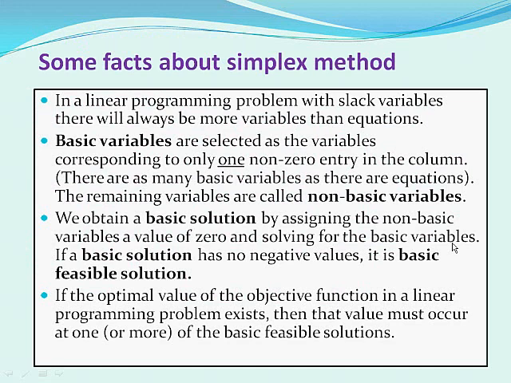About the simplex method. In a linear programming problem with slack variables, there will always be more variables than equations. Basic variables are selected as the variables corresponding to only one non-zero entry in the column. The remaining variables are called non-basic variables. We obtain a basic solution by assigning the non-basic variables a value of 0 and solving for the basic variables. If a basic solution has no negative values, it is a basic feasible solution. If the optimal value of the objective function in a linear programming problem exists, then that value must occur at one of the basic feasible solutions.